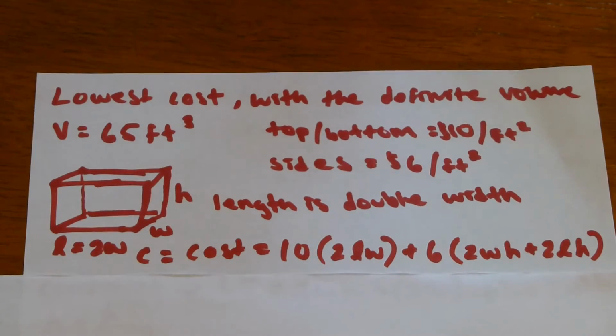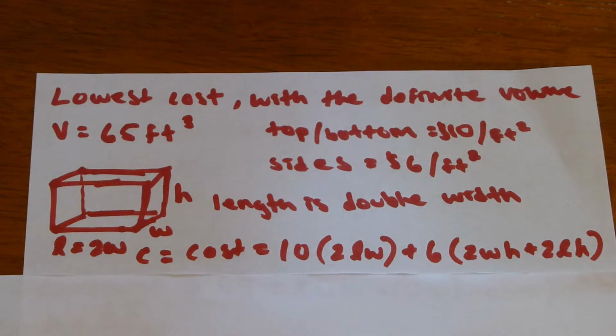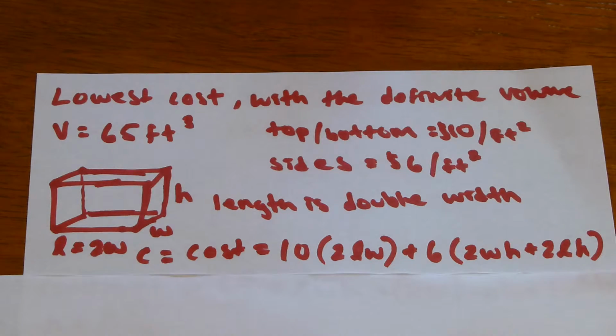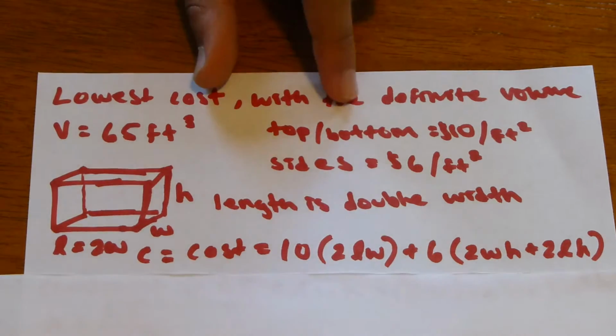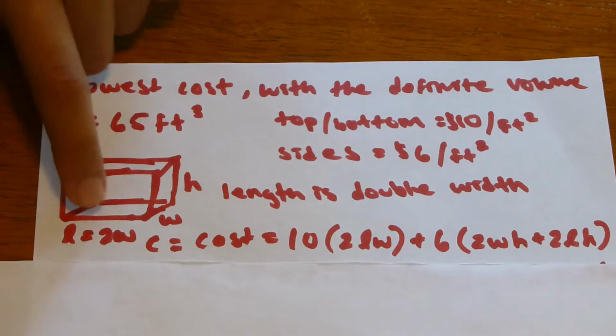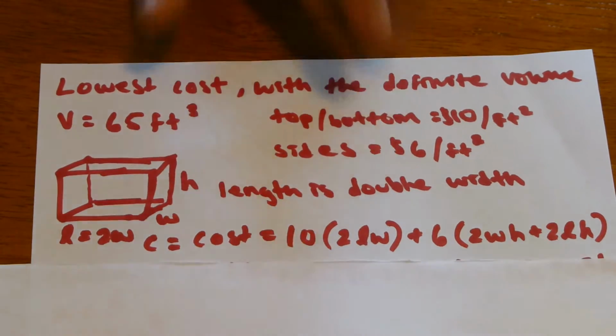In the case of our box, we have to find the dimensions that give us our lowest cost with a definite volume of 65 feet cubed. Now we know that the top and bottom cost $10 per square foot for the material used, and the sides cost $6 per square foot for the material used. We know that the length is double the width, and in this diagram given, we can see that the dimensions are length equal to 2w, multiplied by w and h.